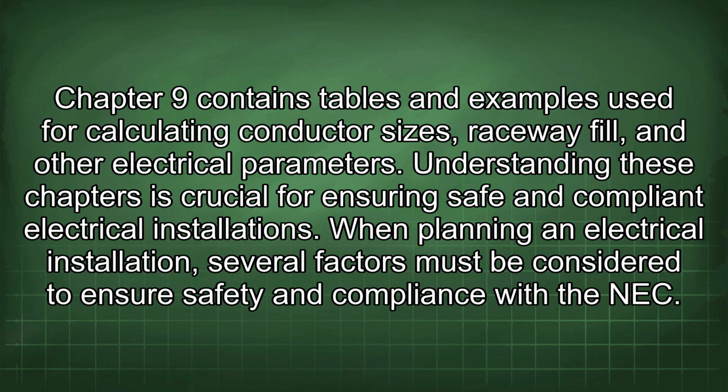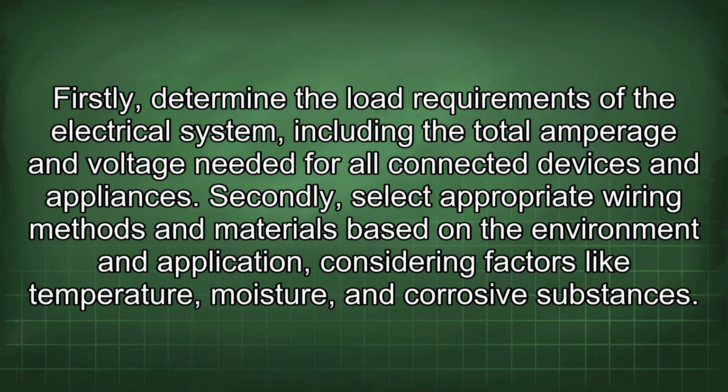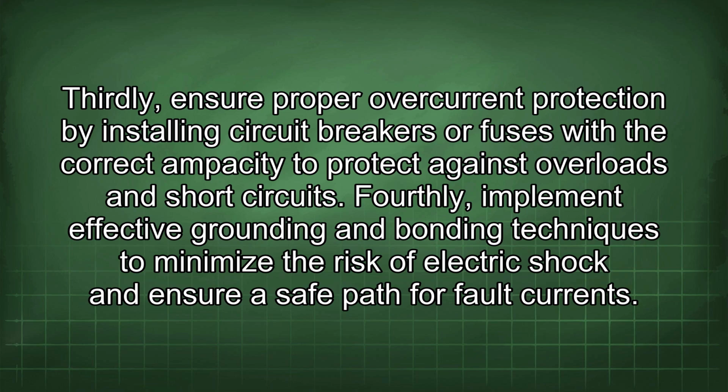When planning an electrical installation, several factors must be considered to ensure safety and compliance with the NEC. Firstly, determine the load requirements of the electrical system, including the total amperage and voltage needed for all connected devices and appliances. Secondly, select appropriate wiring methods and materials based on the environment and application, considering factors like temperature, moisture, and corrosive substances. Thirdly, ensure proper overcurrent protection by installing circuit breakers or fuses with the correct ampacity to protect against overloads and short circuits.